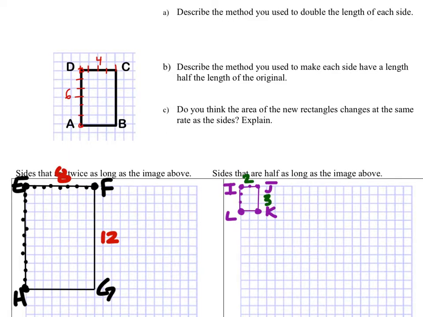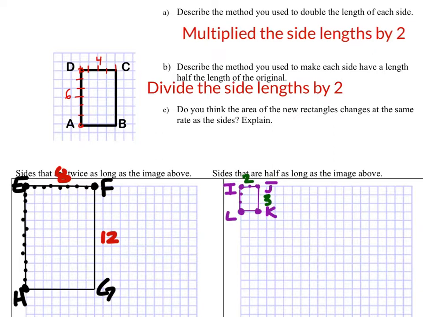So describe the method you use to double the length of each side. So we just multiplied the side lengths by 2, and that's how we found their length. Describe the method you use to make each side have a length half the length of the original. Well, we cut each of the side lengths in half. So yeah, divide the side lengths by 2. Do you think the area of the new rectangles changes the same rate as the sides? Here's what I think. No.